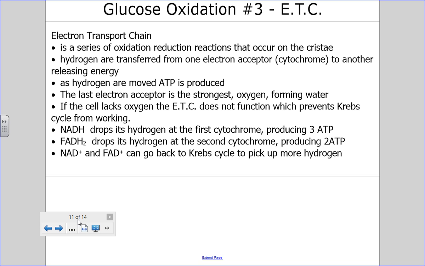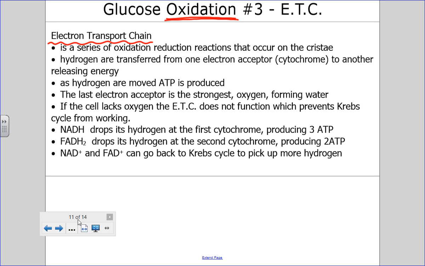So we are talking about the third step of glucose oxidation. Remember, everything that's happening in cell respiration is to oxidize glucose, to take it back to carbon dioxide, whereas in photosynthesis we had carbon dioxide and we reduced it to make glucose. Now I'm abbreviating this step ETC. ETC stands for Electron Transport Chain, and I mentioned that earlier.